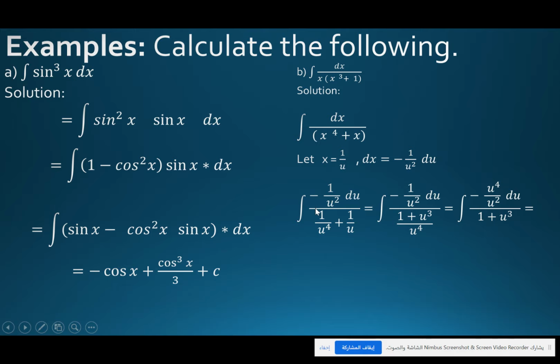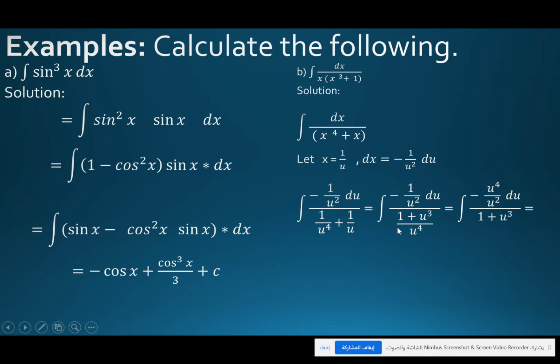Over this x, we're going to replace it by 1 over u to the power of 4, plus x is 1 over u. We replace each x by 1 over u. To equalize the denominator, you need to multiply by u to the power of 3 up and down to get 1 plus u to the power of 3 over u to the power of 4.